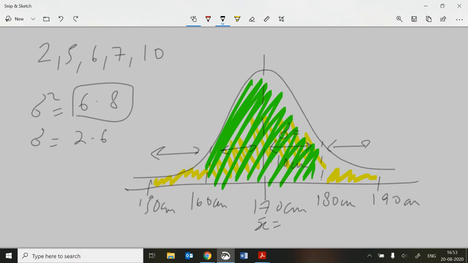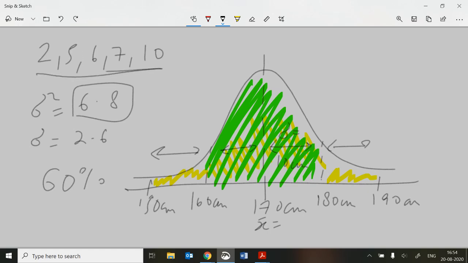Okay, so within 2.6 of the mean here, we have the 5 and the 7, but not the 2 and not the 10. So actually we have 3 out of 5 values, 60% of values, within 1 standard deviation of our mean. The mean being 6, 1 standard deviation, 2.6 on either side, includes this and this, but it doesn't include this and this.